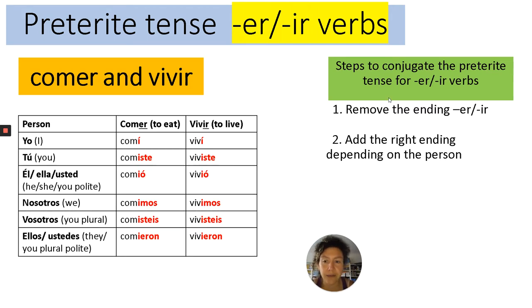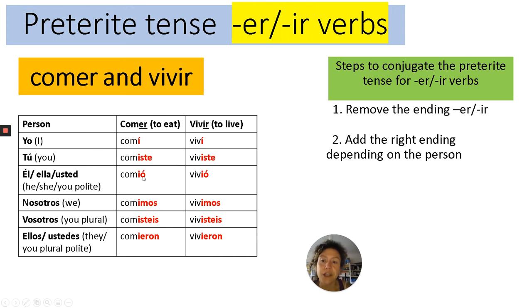Now, let's have a look for a second at the endings. So, why do you think that I've put these two groups together? Have a look at the endings. Yes. Both share the same endings. So, let's go through them. I have í, iste, yo, imos, isteis, ieron. And exactly the same for the IR verbs. So that makes it easier for us because that means that we have to learn two sets of endings instead of three. Okay? So, let's repeat after me.